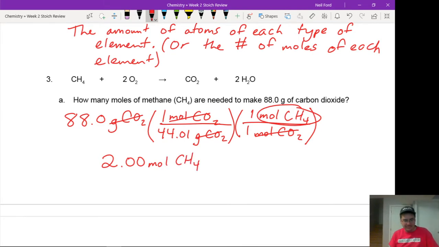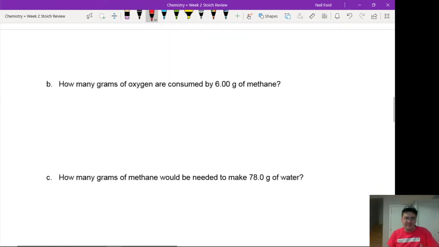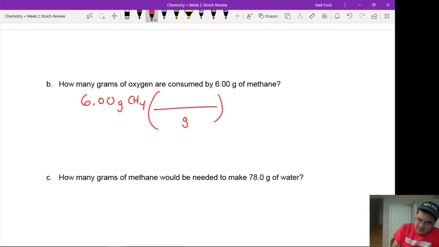Alright, moving down. How many grams of oxygen are consumed by 6 grams of methane? So 6.00 grams of CH4. Here I need to convert from grams of CH4 to moles CH4. 1 mole of CH4: carbon is 12.01 and hydrogen is 1.01. So 12 plus 4 is 16. It's roughly 16.05 grams.